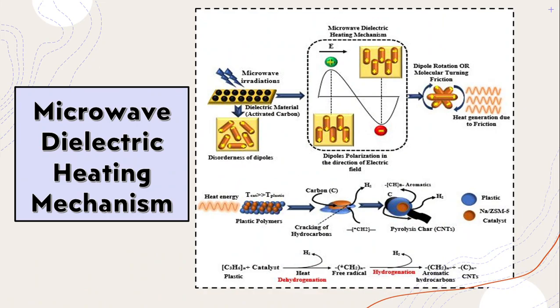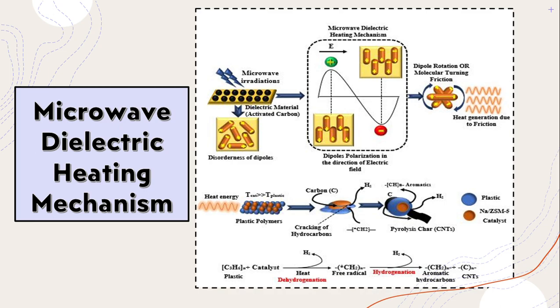Here is the microwave dielectric heating mechanism. Microwave heating depends upon the dielectric properties of the material, and unfortunately plastics have low dielectric properties, so we use materials that have high dielectric properties and convert microwaves into heat energy. The interaction of microwave and material, and the conversion of microwave into heat energy for decomposition of plastic waste into useful products, is illustrated in this figure.